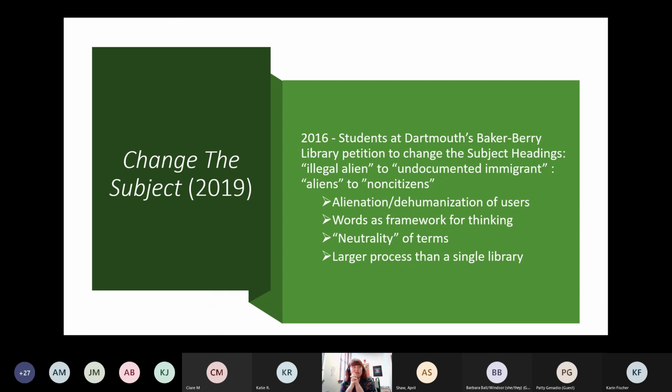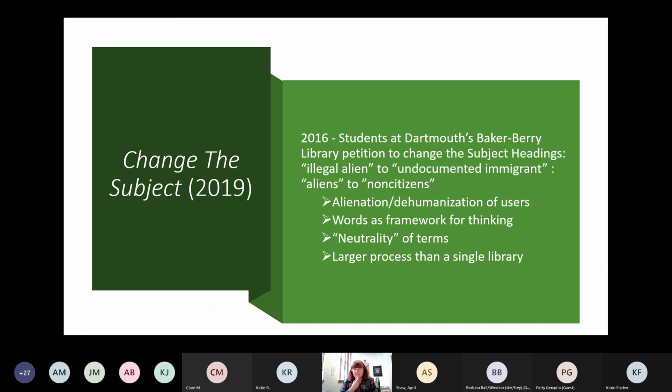And now something that's happened more recently is in 2016, students at Dartmouth's Baker Berry Library petitioned to change the subject headings illegal alien to undocumented immigrant and aliens to non-citizens. A really wonderful short documentary called Change the Subject was released in 2019, specifically talking about the experience of these students who petitioned their library, not realizing that the terms that they felt alienated and dehumanized by were part of a larger national, really worldwide controlled vocabulary, Library of Congress subject headings.